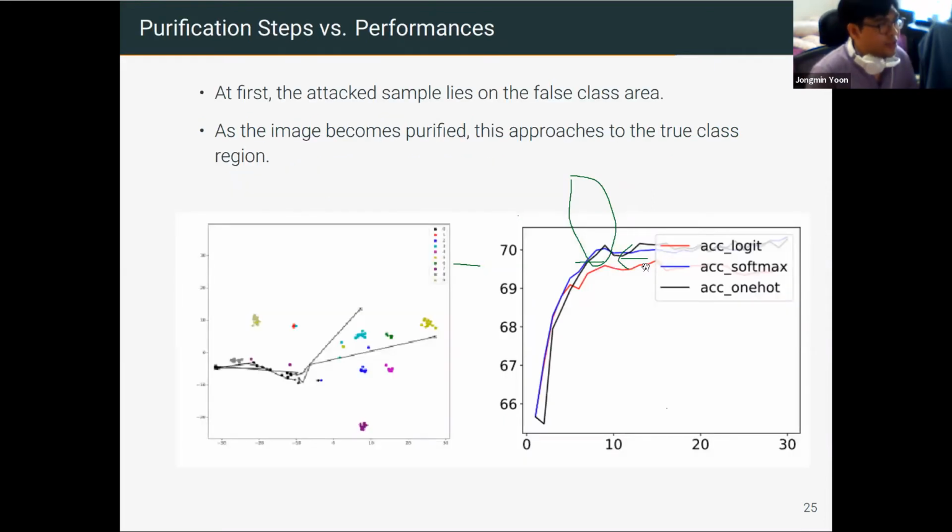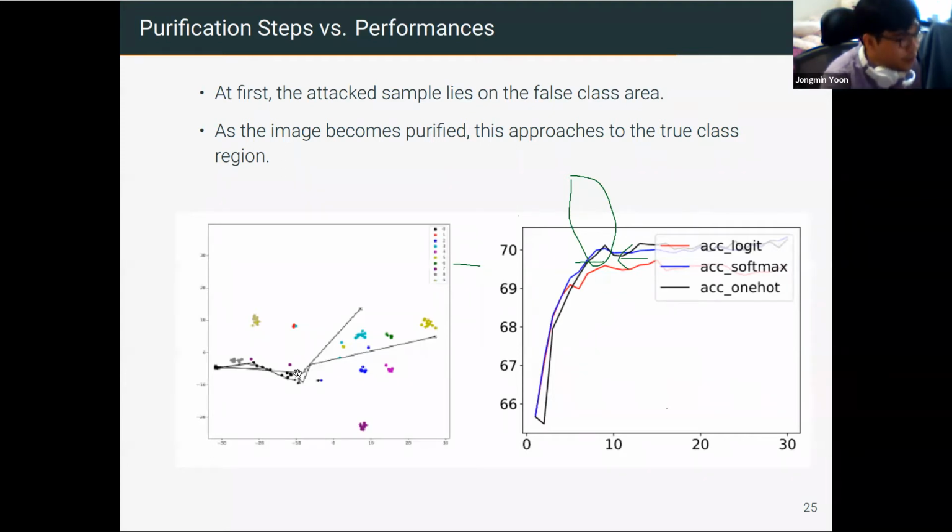And when we check the performance as the number of purification steps gets larger, the left image shows the t-SNE diagram of the attacked data and purified data. Suppose the image is an MNIST image, and it starts from an adversarially attacked one and moves to a purified one. The adversarially attacked one is very far from the cluster of the true label data.